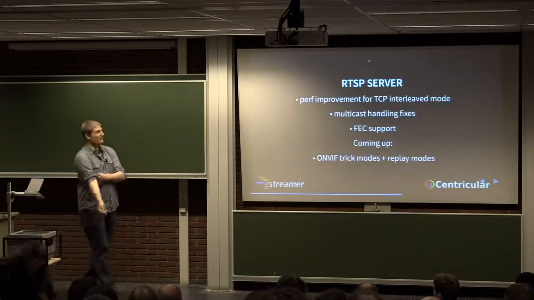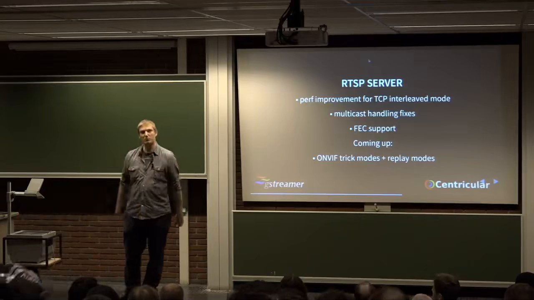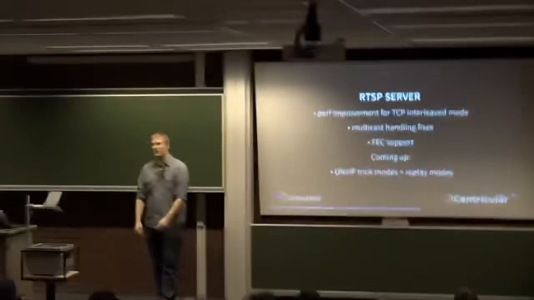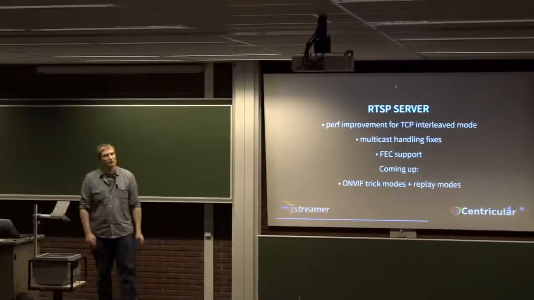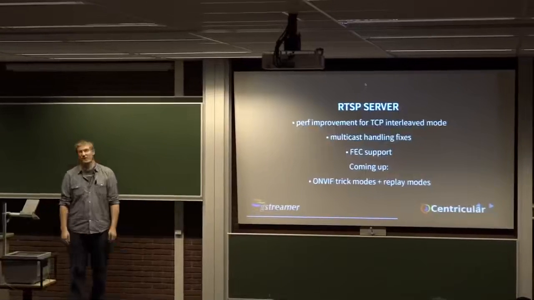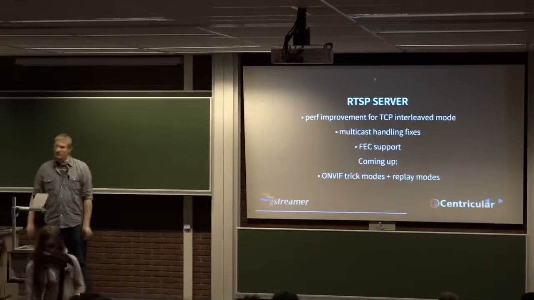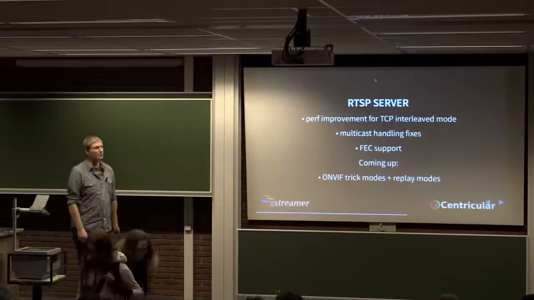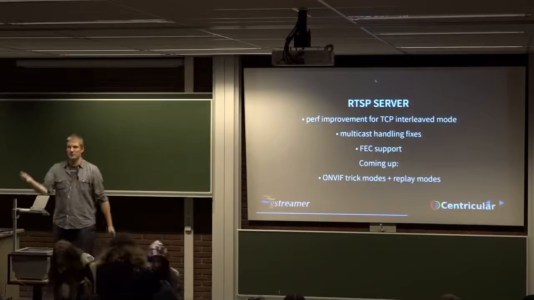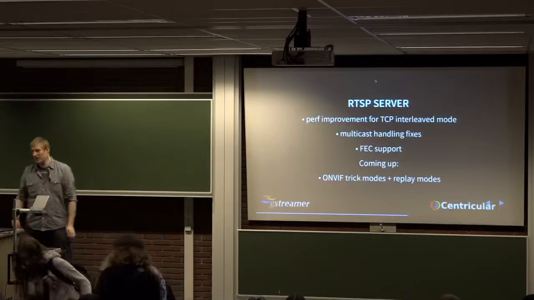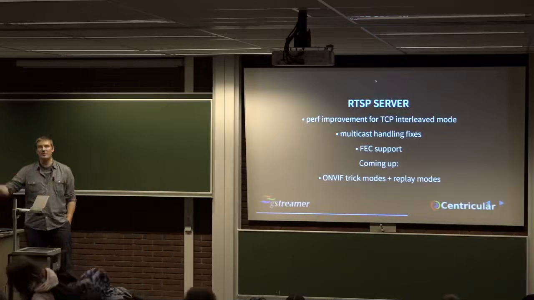RTSP server, that's our server library that you can use to make something available via RTSP. It has seen lots of improvements, performance improvement for TCP interleaved streaming. We have forward error correction support now, and soon we also have support for trick modes, which is used for security cameras if you want to review footage. And trick modes is basically fast forward, fast reverse, etc.